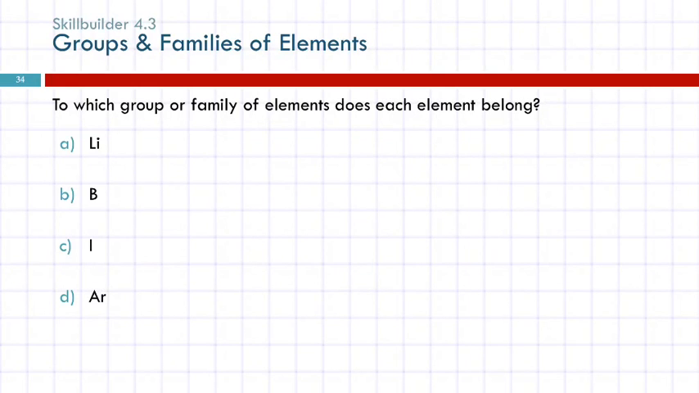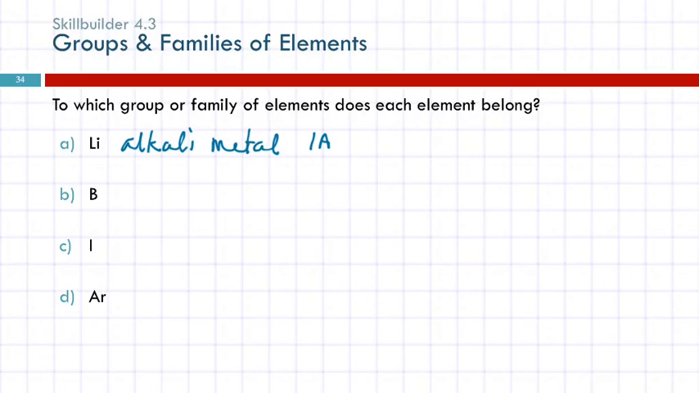Okay, so we should be able to answer questions like this. To which group or family of elements does each of these belong? So Li, that's an alkali metal. What is the number for that group? 1A.